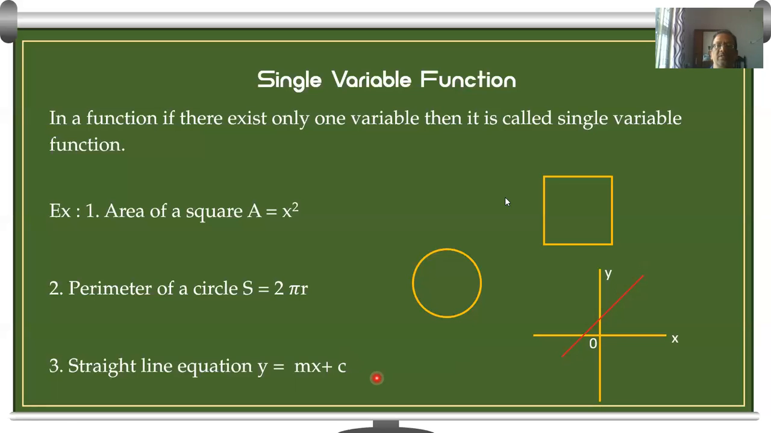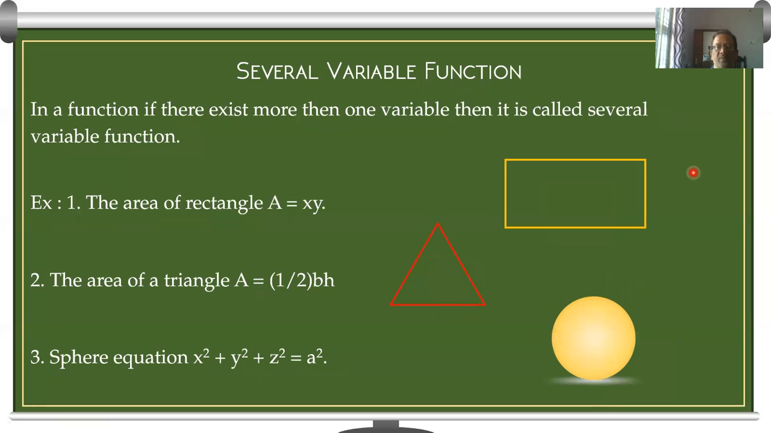Next we'll discuss several variable functions. What is the meaning of a several variable function? If an equation contains more than one variable, that is, in a function, if there exists more than one variable, then the function is called a several variable function. The function contains more than one variable.